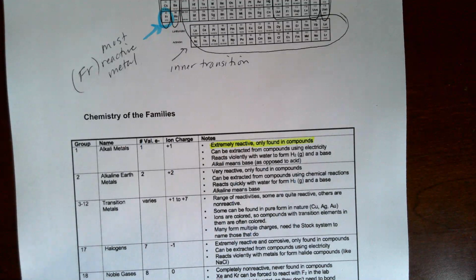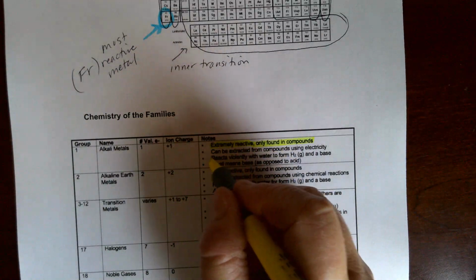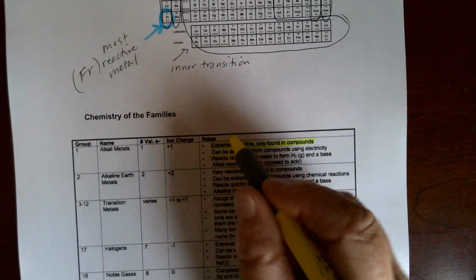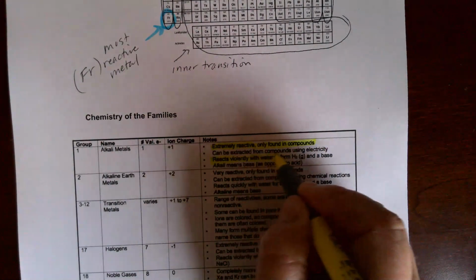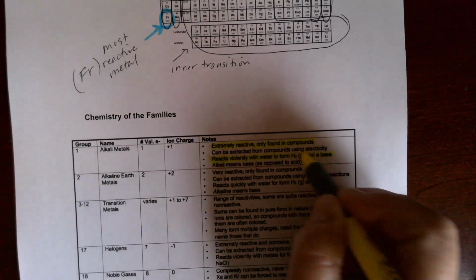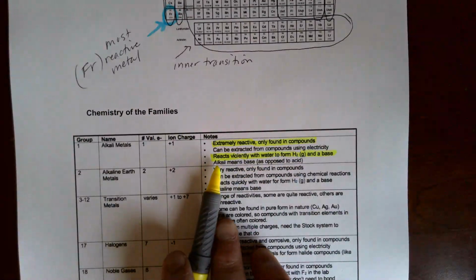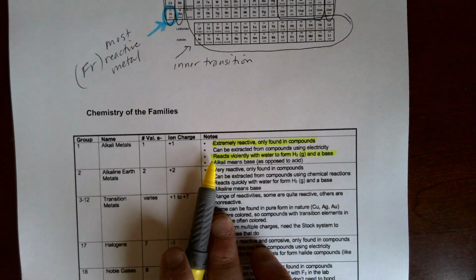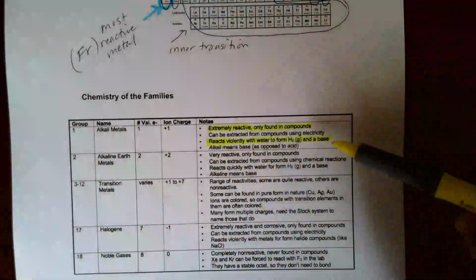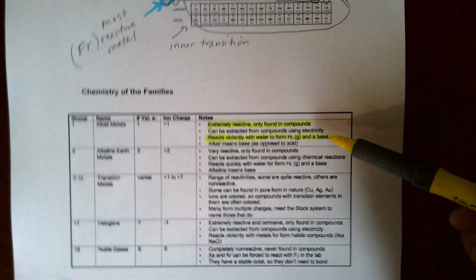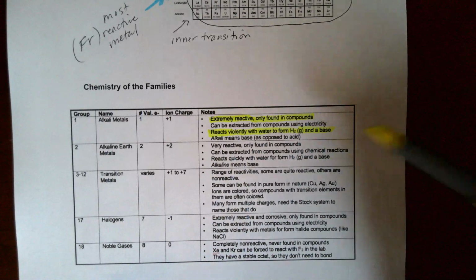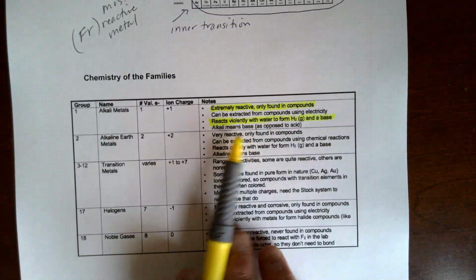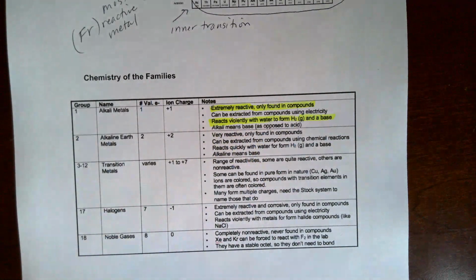They can be extracted from compounds using electricity. But going back to, tied in with this first one, extremely reactive, only found in compounds, they will react violently with water to form hydrogen gas and a base. And we may be able to do this demonstration in class, but it is a bit difficult to do since the room doesn't have great ventilation. And then alkali means base, meaning as opposed to an acid.